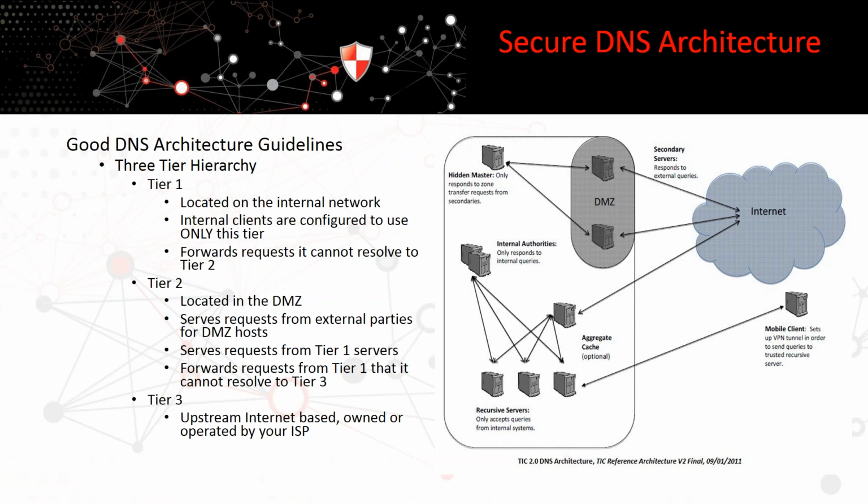So again, 3 tiers. Internal should only be talking to the internal Tier 1. Tier 1 should be talking to Tier 2. And then Tier 2 should be talking out to Tier 3 if it can't resolve it itself. Really important that this is done correctly, and it's actually not terribly common that it is done correctly. In fact, I'd bet that most of you in the audience don't have a proper 3-tier DNS architecture in your environment. Again, this is a great way to implement that idea of least privilege within your internal networks.